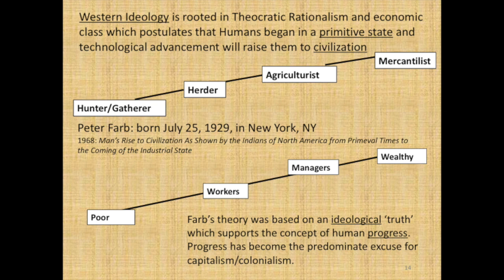In reality, this system is simply not a rise toward real civilization. What it represents is a euphemistic understanding of another system that's created out of, with the higher population, a higher amount of surplus labor and control by the elites. And that's based upon a system where there's the poor, the workers, the managers, and the wealthy. And so the ideas that Farb talked about in his theory were based on an ideological truth that existed within the current economic system, which supports the concept of human progress.